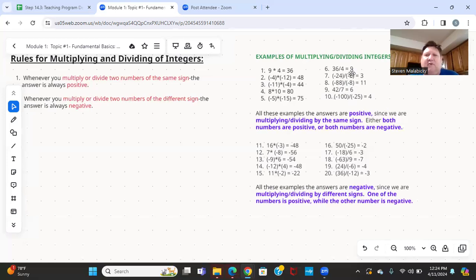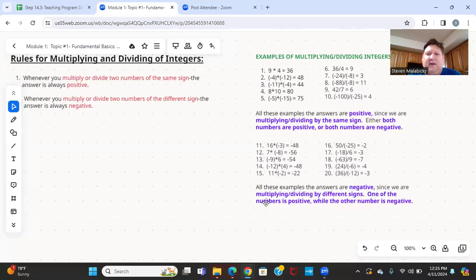So 36 divided by 4 is 9. Negative 24 divided by negative 8 is 3. Negative 88 divided by negative 8 is 11. 42 divided by 7 is 6. And negative 100 divided by negative 25 is 4. All these examples are positive since we are multiplying and dividing by the same sign.